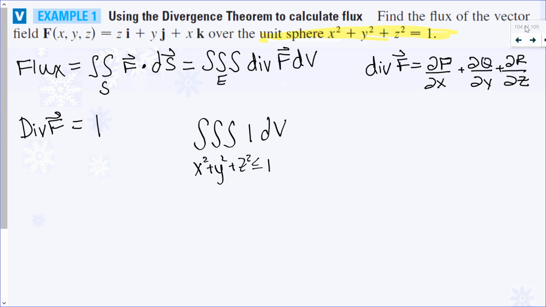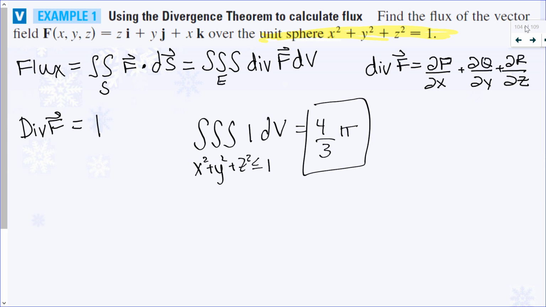Well, what's the volume of a sphere of radius 1? 4/3 pi. 4/3 pi r cubed. Because our integrand is 1, it won't always be 1, but in this case, because it's 1, we can avoid doing the actual triple integral, because the triple integral with respect to volume of 1 is just volume.